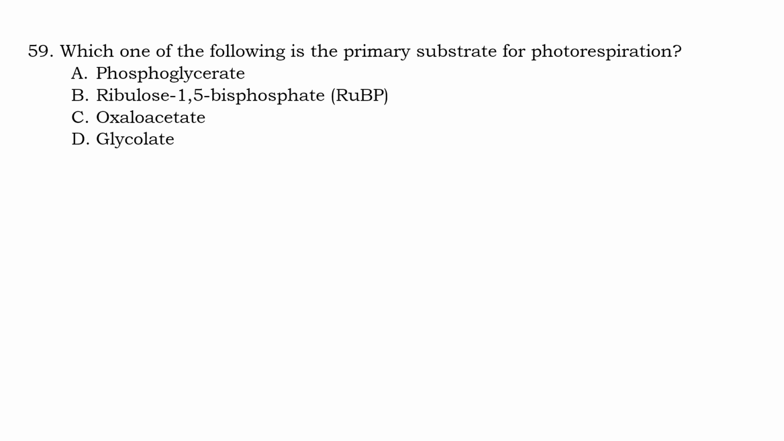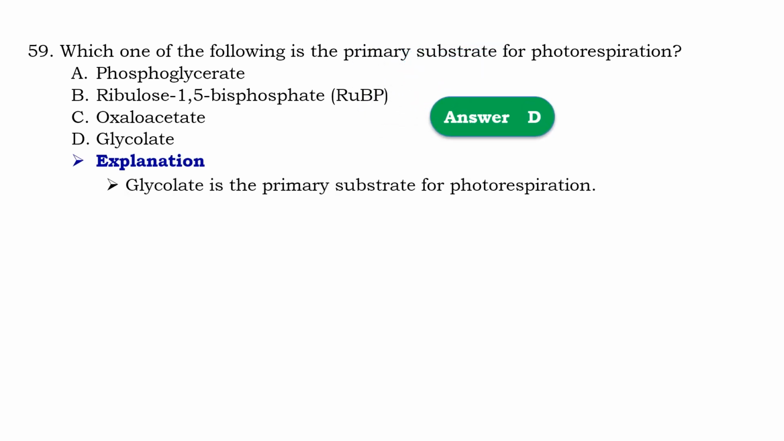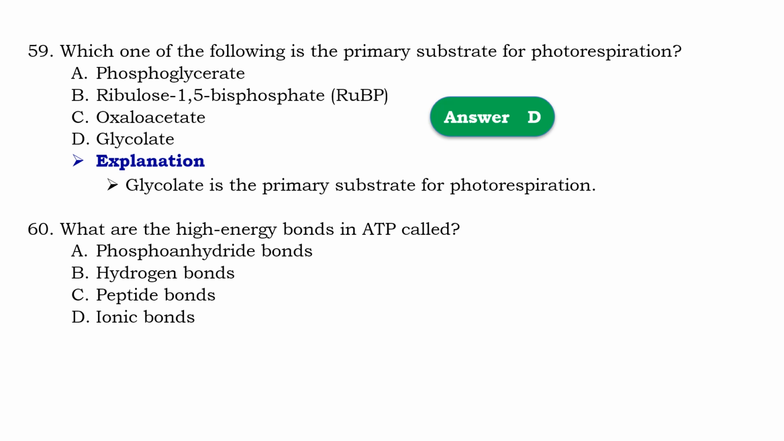So that should be D, glycolate. Means that glycolate is the primary substrate for photorespiration. So glycolate photorespiration primary substrate. Question number 60.